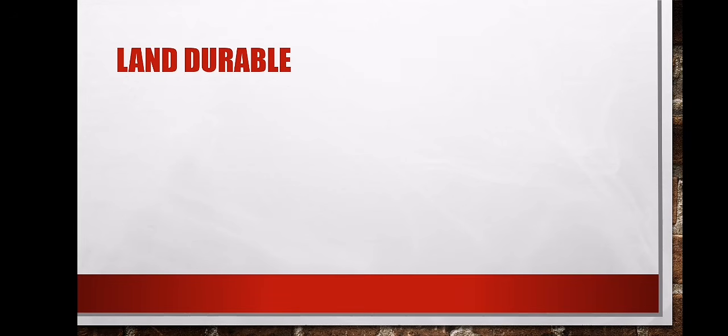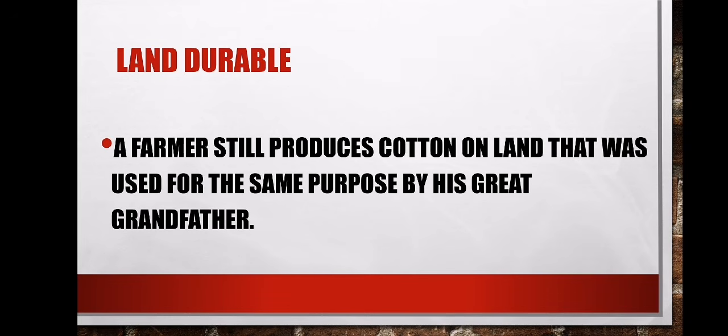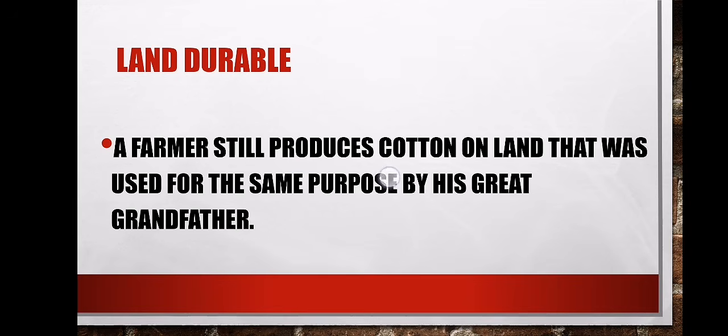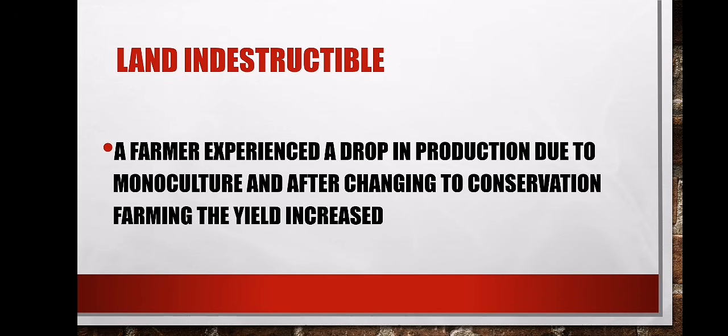The land is durable. Hence we say a farmer still produces cotton on land that was used for the same purpose by his grandfathers. The land has high durability. The land that was used by our great grandfathers can still be used even now and produce more. We also have another one, indestructible.